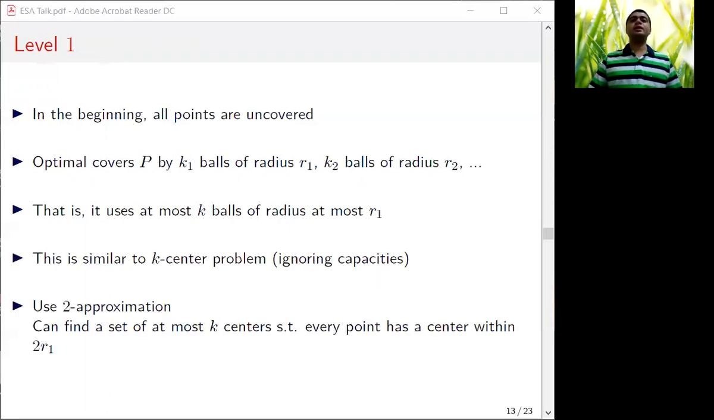So optimal can cover the entire set of points using at most K balls of radius at most R1. And this is like the K center problem if you ignore the capacities for the moment. There's a 2 approximation for K center, which is what we use. This 2 approximation gives us a set of centers of size at most K, and this set has the property that any point has at least one center within distance 2R1.